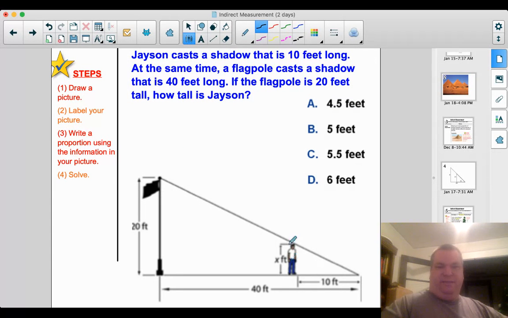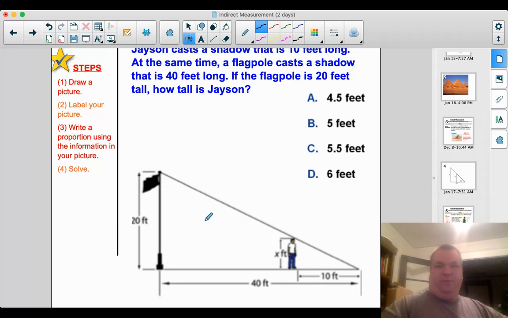So Jason casts a shadow that's 10 feet long, so here's his shadow. A flagpole casts a shadow that's 40 feet long, and the flagpole is 20 feet tall. I know how tall Jason is. Again, we've got the big triangle here and the small triangle here. So Jason's height, which is x, corresponds to the height of the flagpole, which is 20.